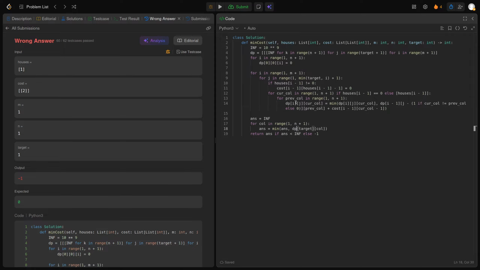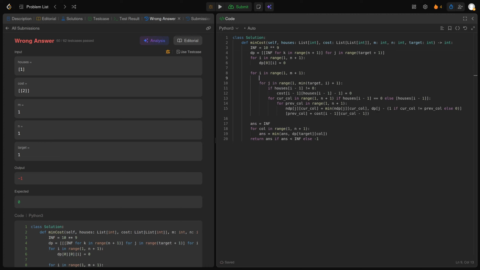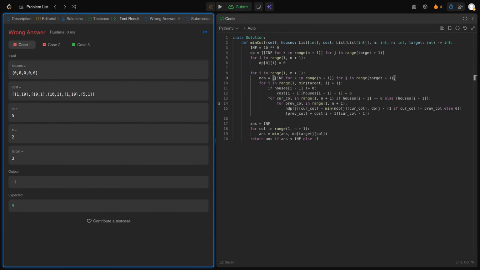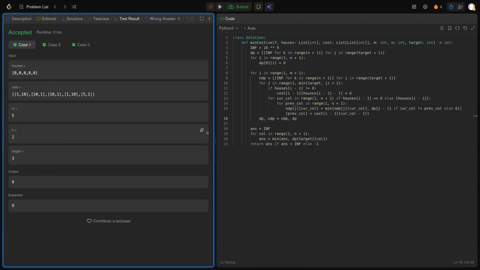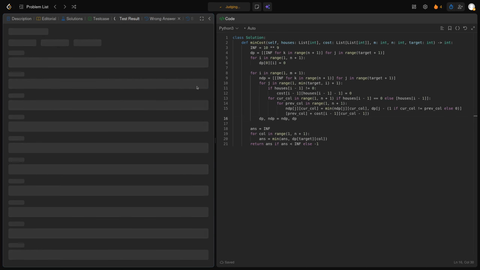like NDP, right? NDPJ, this is DP, okay, and then we need to construct NDP, and then we need to do like DP and DP, so we basically save memory. Problem is, this is still wrong.